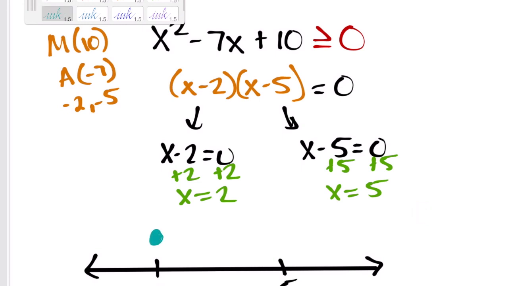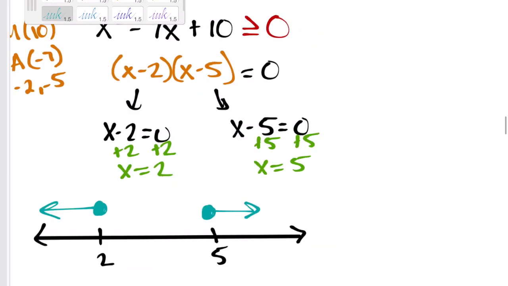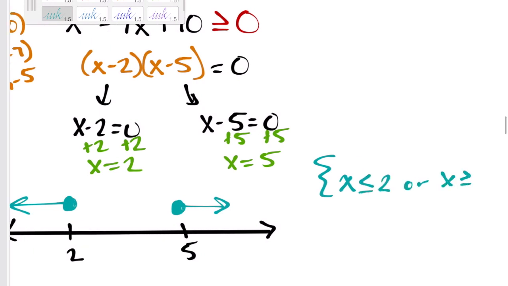I've got solid dots because of that or equal to. And when I end up testing, I try plugging in the number 3 first, and that doesn't work out. So I try plugging in 1, which will end up working out. And I plug in 6, which also ends up working out. So I'm going out like this. And so if we were to put that in a special notation, I would have x is less than or equal to 2, or x is greater than or equal to 5.